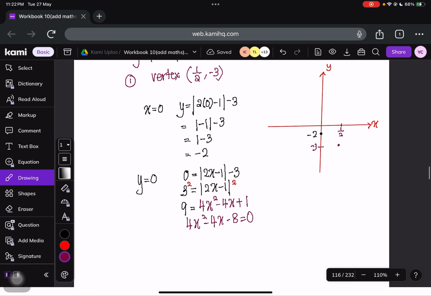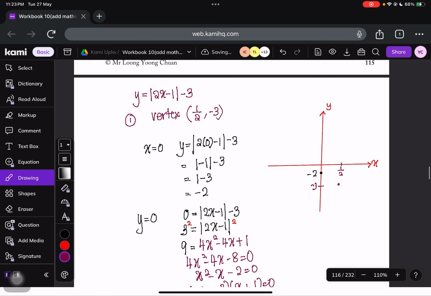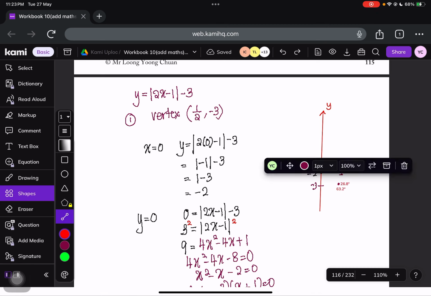Then I divide everything by 4. I have x squared minus x minus 2 equals 0. Then I can factorize: (x minus 2)(x plus 1) equals 0. So you have x equals 2 and x equals negative 1. So your graph will now look like this. Sorry, my bad, I should draw using the line shape. This is your graph. The vertex is here.